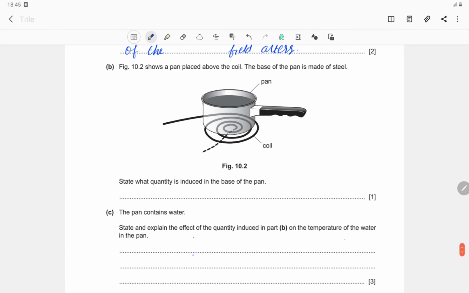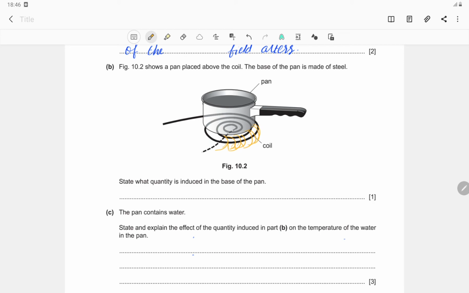Figure 10.2 shows a pan placed above the coil. The base of the pan is made of steel. State what quantity is induced in the base of the pan. As we have already seen, when the current is passing through the coil it produces the magnetic field lines around the coil, and the direction of these field lines keeps changing as it's an AC current. Because of this, there will be induced EMF in the pan, and it is due to electromagnetic induction.